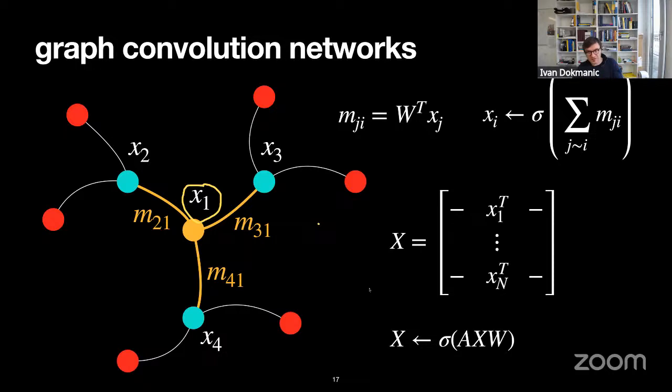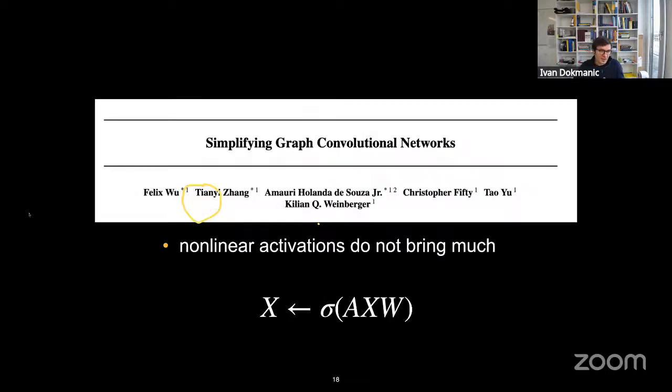We'll simplify this even further by removing activations. Now, of course, people will scream and be outraged at this, and rightly so, because if we remove nonlinear activations in a standard feed-forward neural net, then the function just collapses to a linear function.